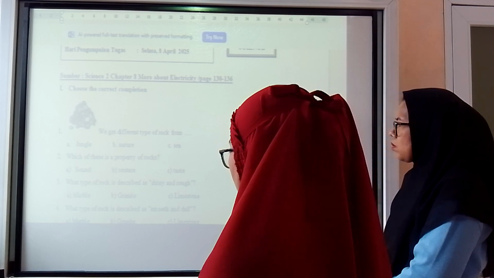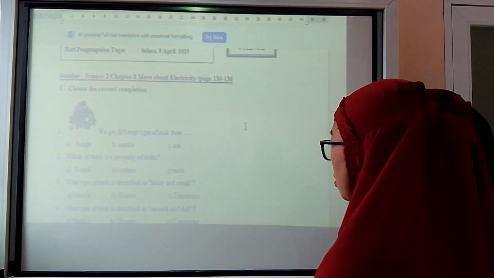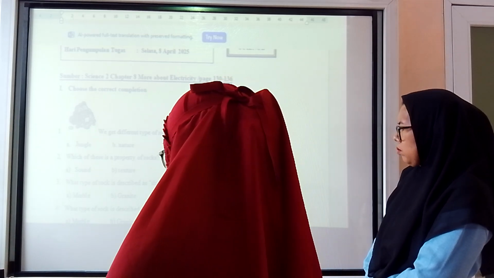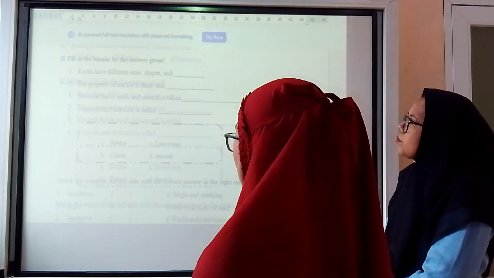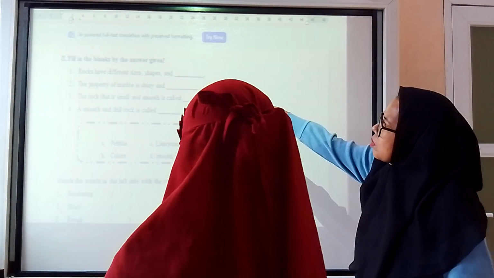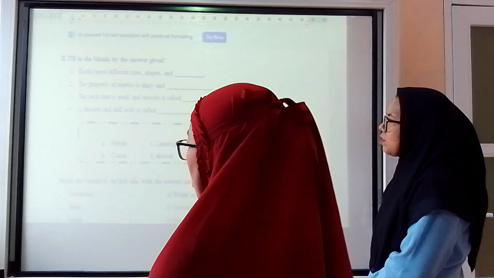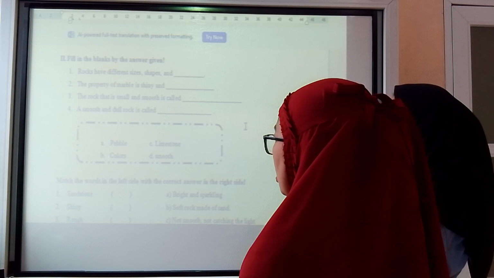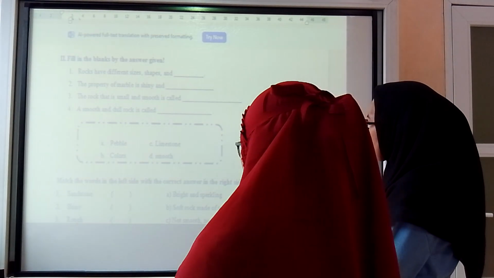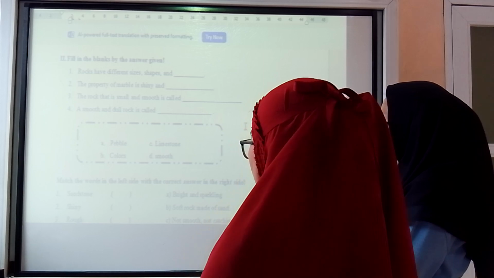What type of rock is described as shiny and rough? Is granite. What type of rock is described as smooth and dull? Is limestone. Okay. Next, continue. Matching the words. Sandstone is a soft rock made of sand.